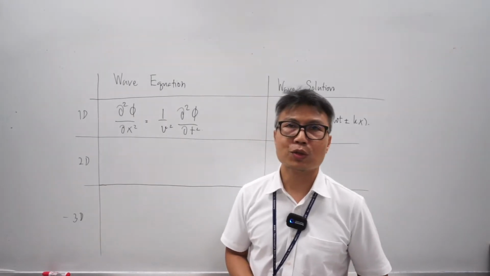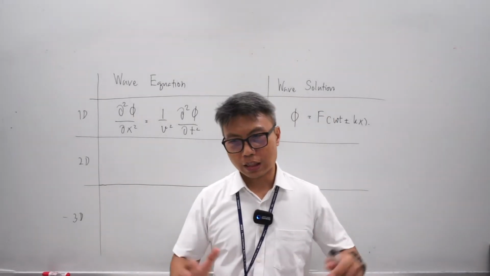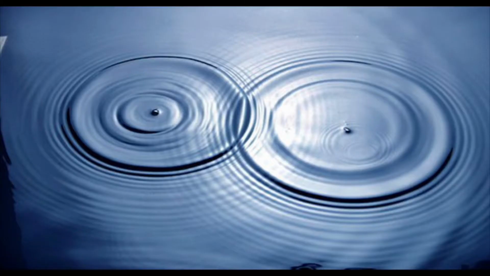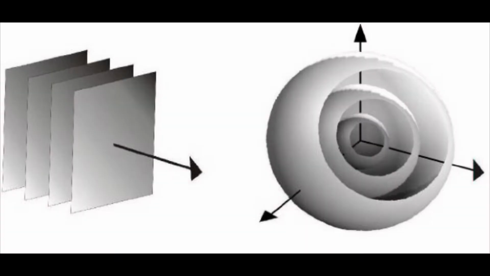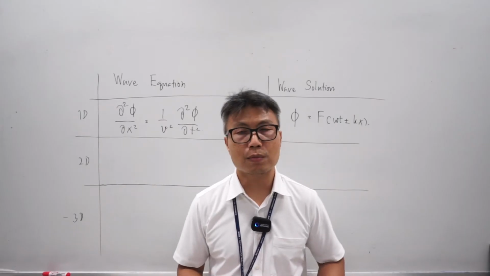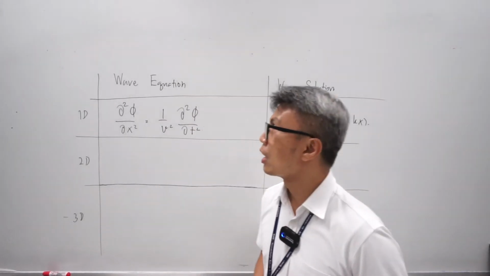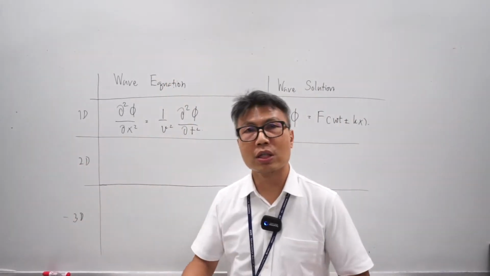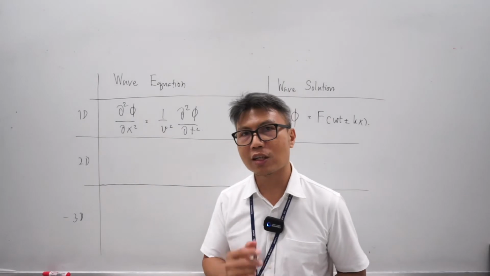But the question is, when we think about what you have learned in M5, for example, water waves or sound waves, definitely we need more axes to describe the motion of the wave, right? The question is, how can we write down the wave equation in 2 dimensions or in 3 dimensions? So let's check it out.